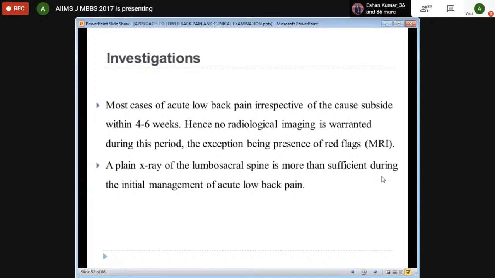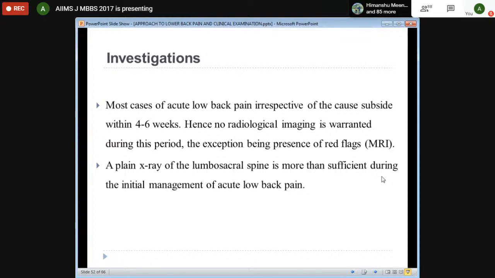It's not like that. Most cases of acute low back pain, irrespective of the cause, usually subside in 4 to 6 weeks. So within a month or a month and a half, the pain subsides. So no radiological imaging is warranted. Just symptomatic management and assurance to the patient is required. But the exception is the presence of red flags. If any red flags are there, you have to immediately investigate the patient with an MRI and manage accordingly, whether it's surgery or pain interventions, anything like that.